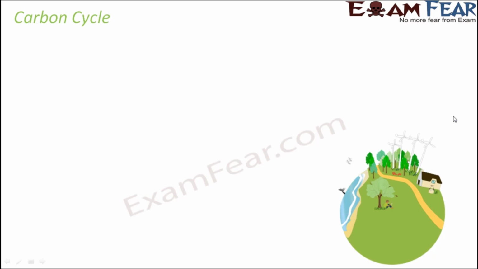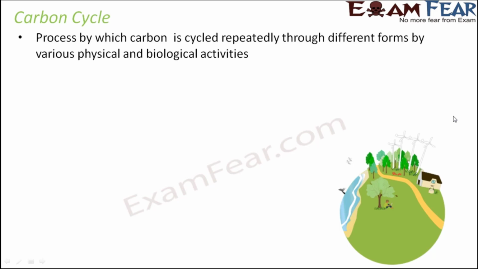The next cycle that we are going to discuss is the carbon cycle. So what is carbon cycle? Now on similar lines as water cycle and nitrogen cycle, this is a cycle by which carbon is cycled repeatedly through different forms by various biological and physical activities. So how is carbon getting balanced in the atmosphere, on the earth, that is in the entire ecosystem? How is carbon getting exchanged between the various biotic and abiotic components?